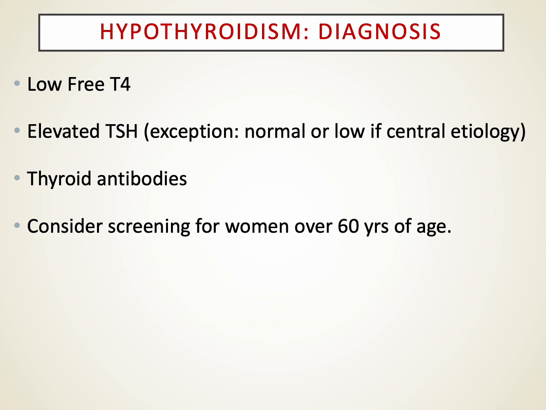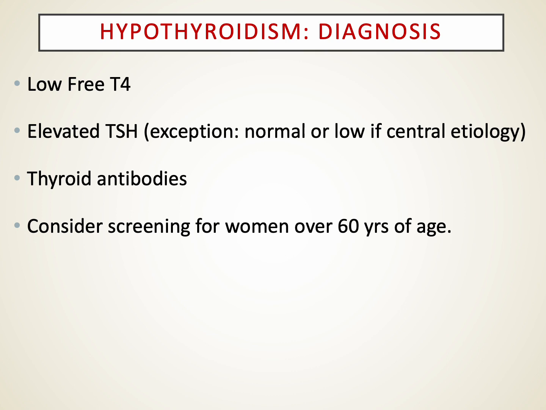The diagnosis of hypothyroidism typically is a low free T4. Most often you will see an elevated TSH, trying to stimulate the thyroid gland to produce more T4. But if it is a central etiology, then you're not going to see the TSH particularly elevated if the pituitary can't release thyroid stimulating hormone.